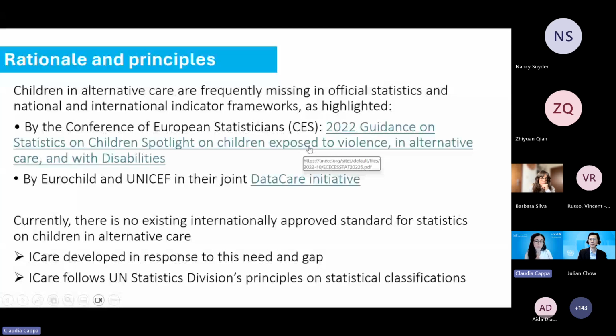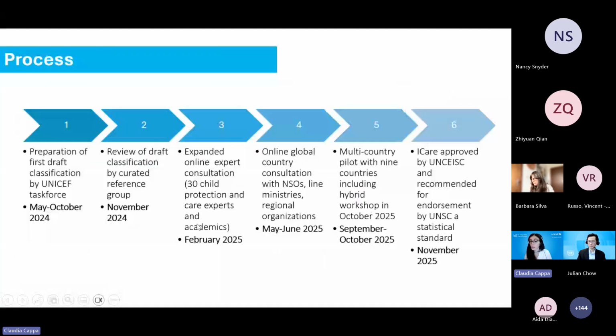In developing this classification, as I mentioned earlier, we greatly benefited from the feedback provided by the expert group on statistical classification, and we tried to develop the classification according to the UN Statistics Division principles related to statistical classification. It's a process that started approximately in 2024, so we are now a year and a half into this process. We started with the preparation of a draft that we shared for consultation. We were lucky to build on the expertise of a number of different experts. In particular, the first draft was drafted with inputs from about 30 child protection and child care experts and academics from different countries in the world.